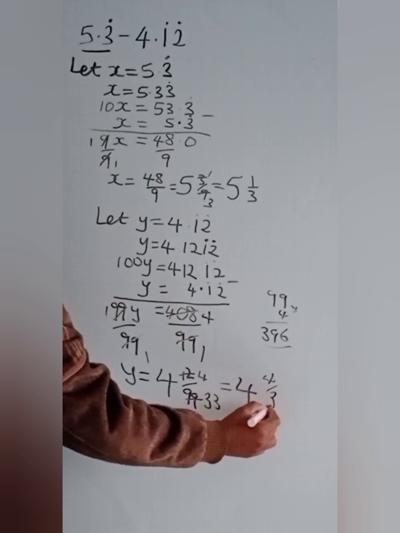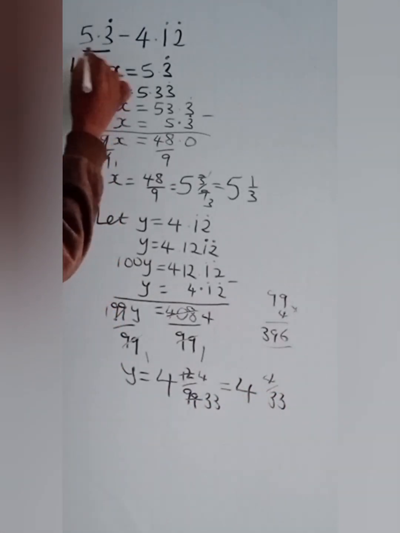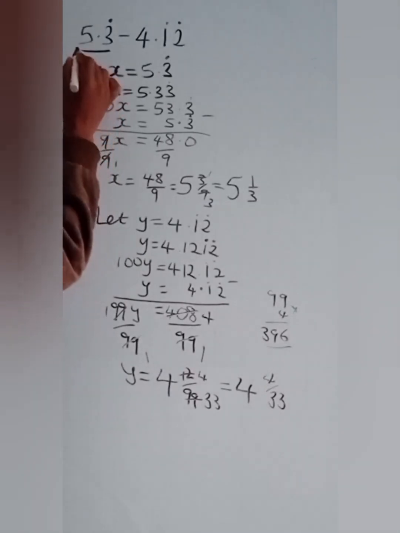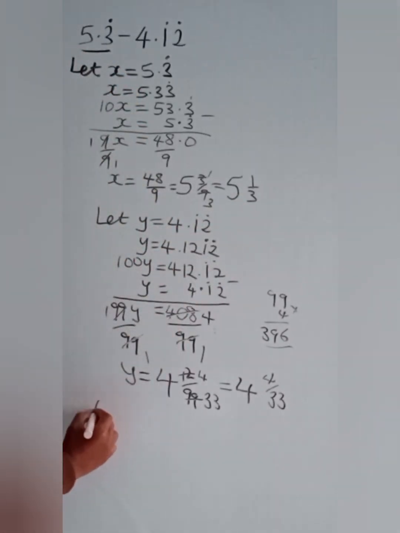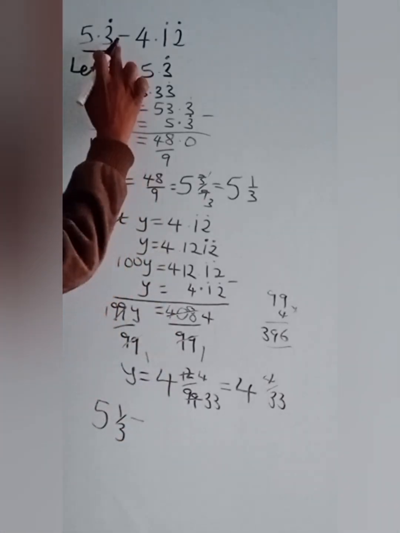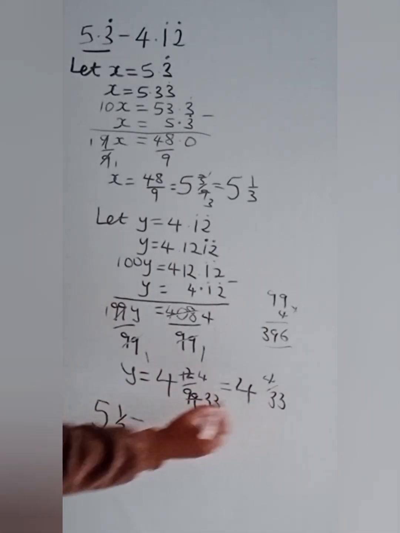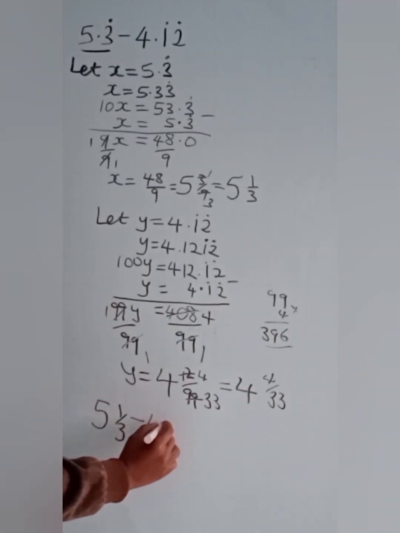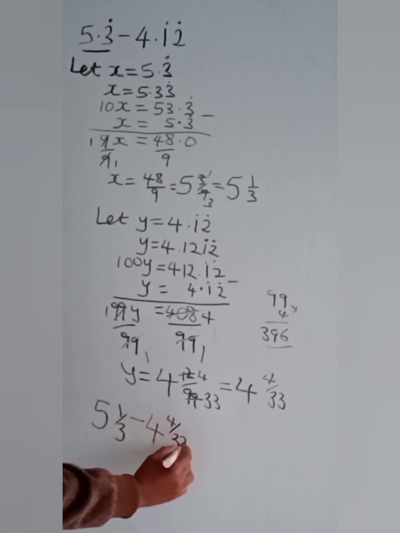So that means we can write these in fraction form. For this one, we know the fraction part is this. So we shall have 5 and 1 over 3 minus 4.12 recurring in fraction form, which is this. So we shall have 4 and 4 over 33.